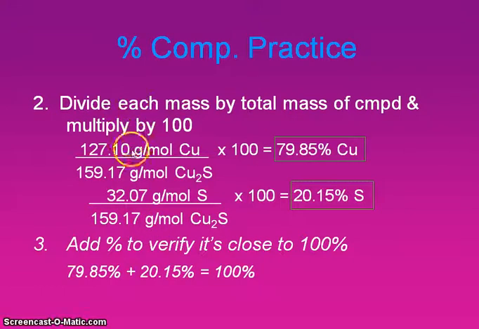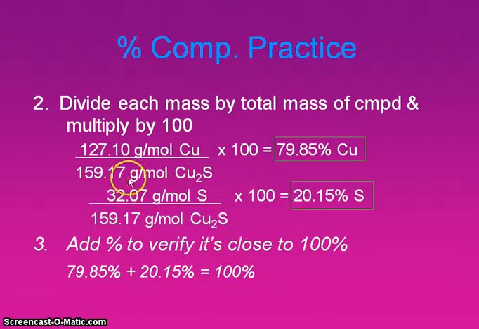Once we have that, this would be the work that you would show me. You divide each mass by the total mass of the compound and then multiply by 100. This is the molar mass of the 2 coppers, and the mass of the entire compound, the 2 coppers plus a sulfur, added together, is 159.17 grams per mole. We divide, multiply by 100, and we get 79.85% copper. Then we take the individual mass of the sulfur, divide it by the total for the compound, multiply by 100, and that tells us the sulfur makes up 20.15% of this compound. When we add these 2 percentages together, we get 100%, and that's good because that's what we should get.